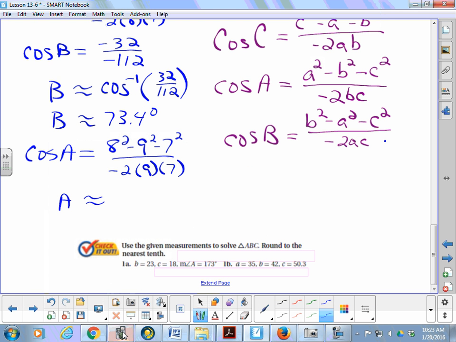But make sure at least on your paper you are writing out at least this much. What did I say? 58.4. And then to find the angle C, we know all three angles add up to what? 180 degrees.